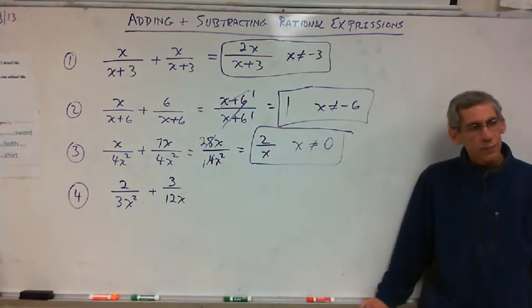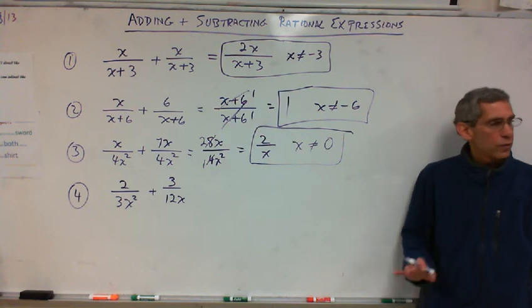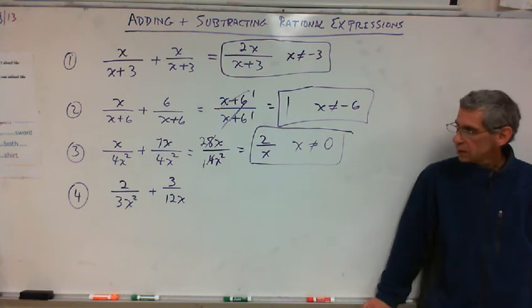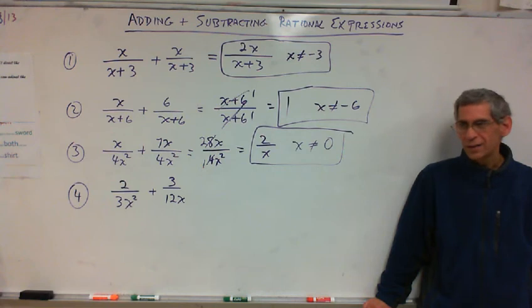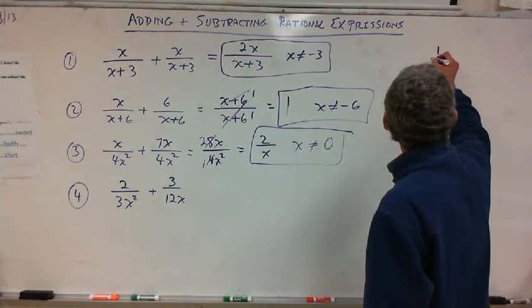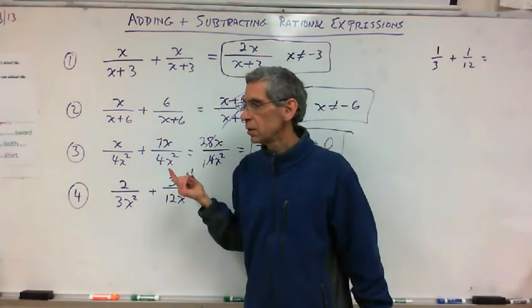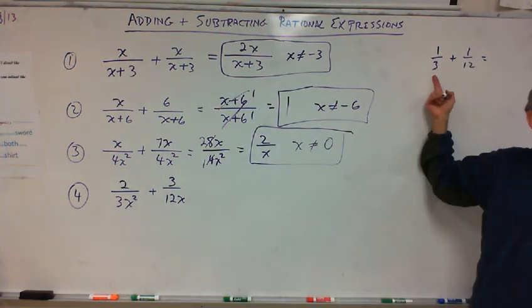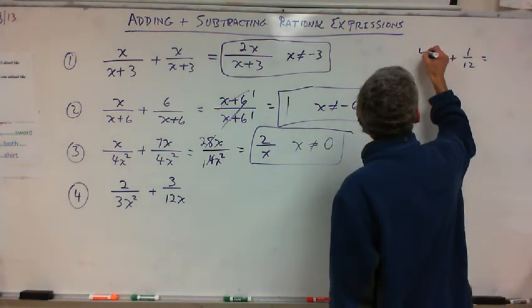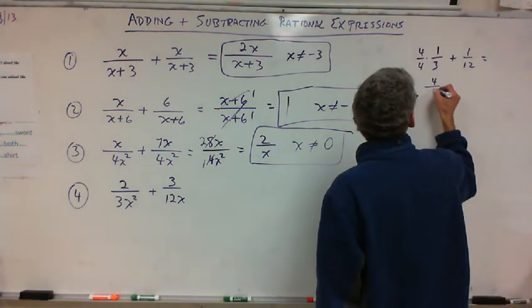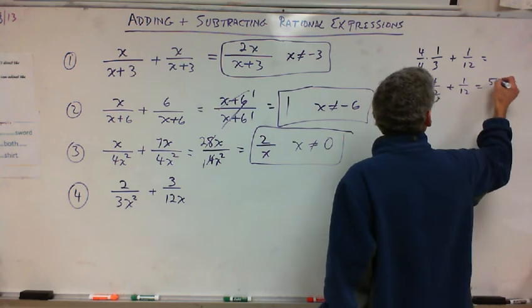All right, do I have common denominators? No. So what would be the lowest common denominator? Just for the number first of all. 3. Can you turn the 12 into a 3? If you had 1/3 plus 1/12, what would you do? Well, you would make the 3 into a 12, right? So you'd multiply top and bottom by 4, right? So then you'd have 4/12 plus 1/12 is equal to 5/12.